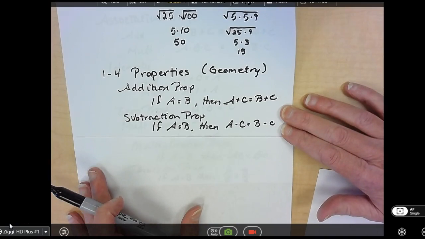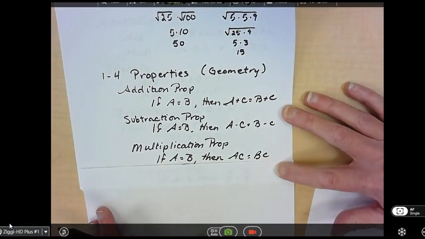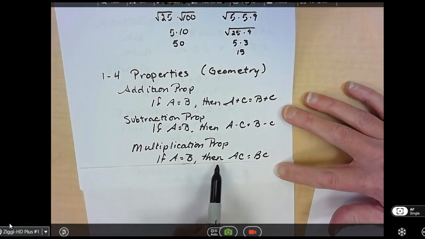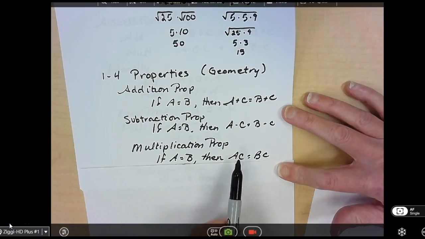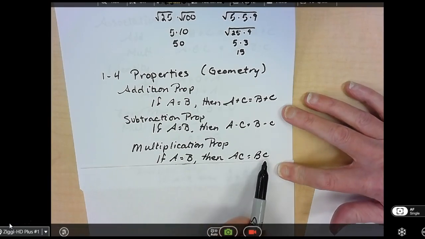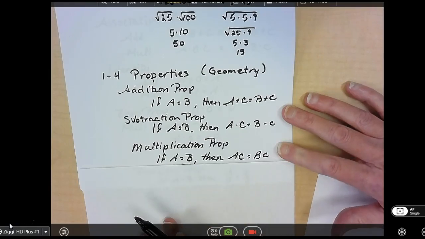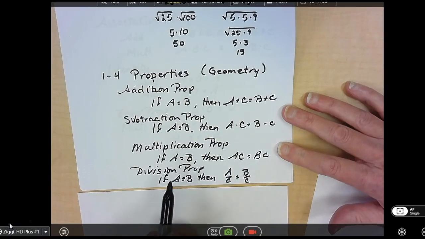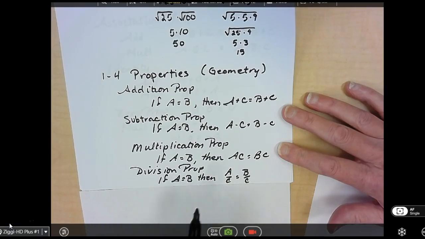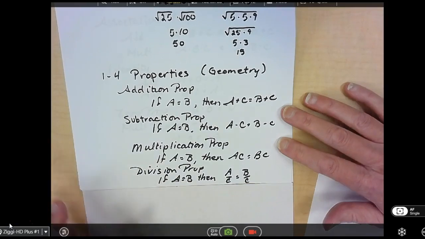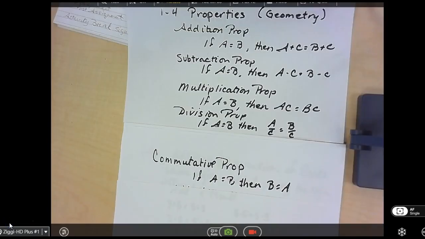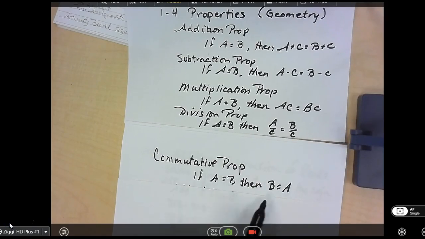Two more properties. Multiplication, and again, if A equals B, then whatever we multiply one side by, we have to multiply the other side by. So A times C equals B times C. Division, whatever we divide one side by, we have to divide the other side by. So if A equals B, then A divided by C equals B divided by C. Commutative property is next. If A equals B, then B equals A. We can switch either side.